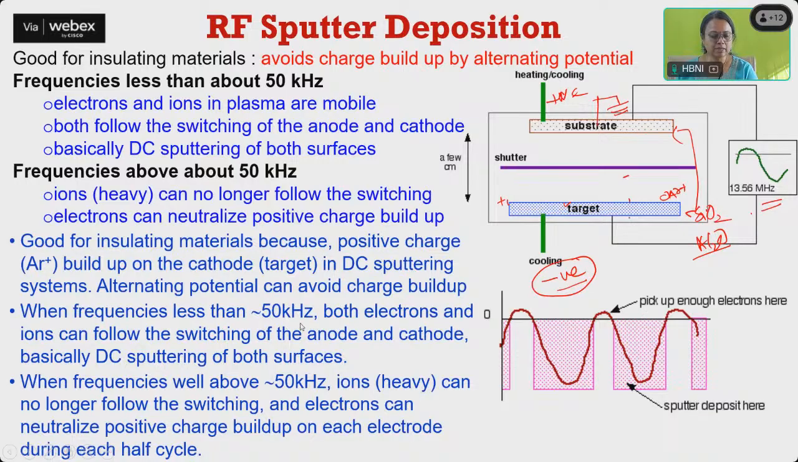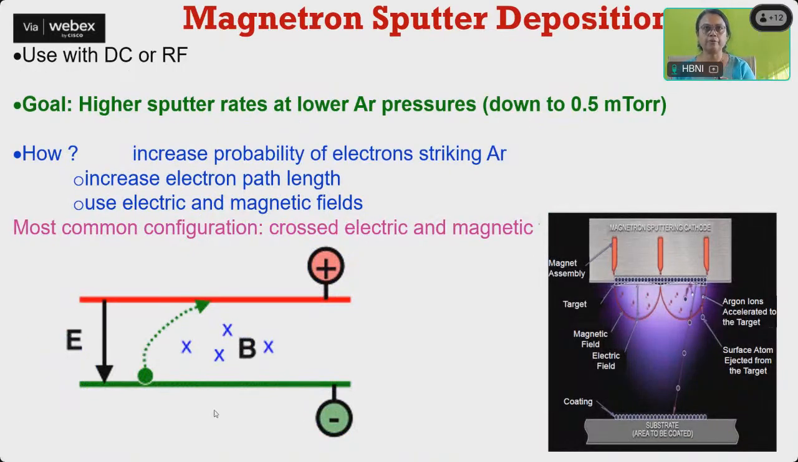When frequencies are less than 50 kilohertz, both electrons and ions can follow the switching of the anode and cathode, basically DC sputtering of both surfaces, which we don't want. When frequency is well above 50 kilohertz, ions can no longer follow the switching and electrons can neutralize the positive charge buildup on each cathode. So this is just to avoid the charge buildup. We have gone from DC to RF.